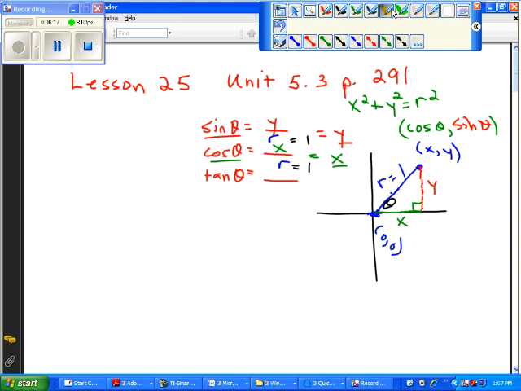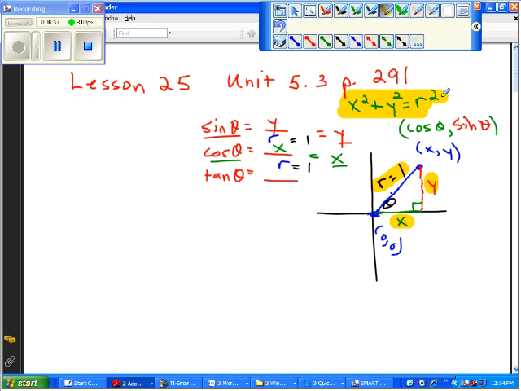So let's review what we need to memorize. We need to memorize that in the unit circle we're talking about a radius of 1. We're talking about the horizontal distance being x and the vertical distance being y, which creates a right triangle, so we could use the Pythagorean theorem and we could have that x squared plus y squared is equal to radius squared.